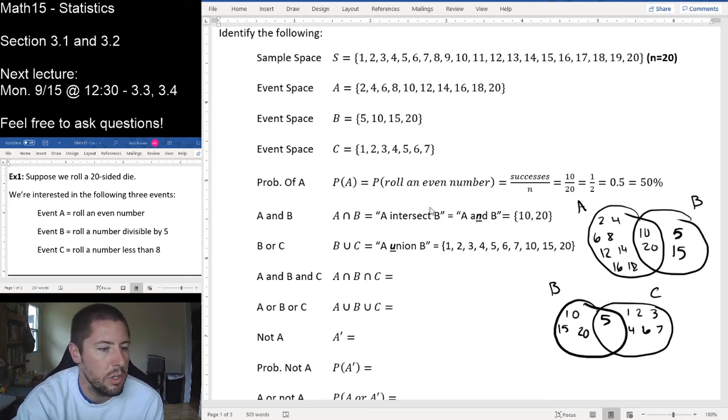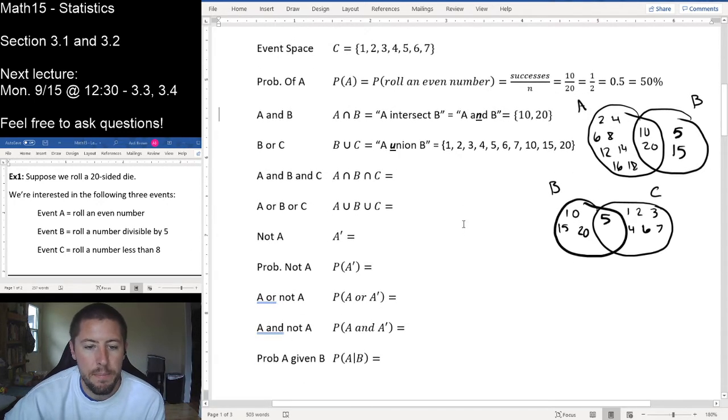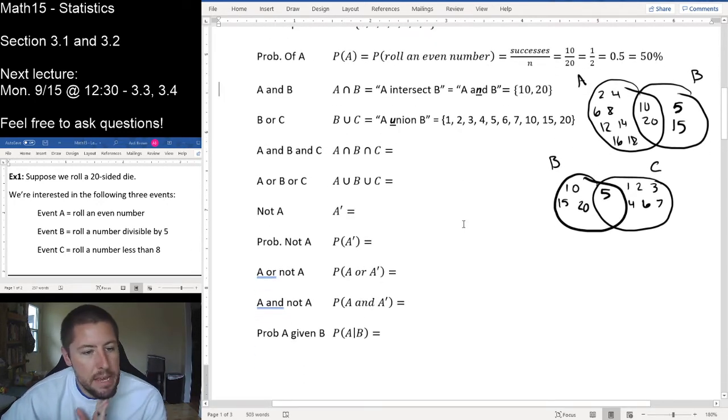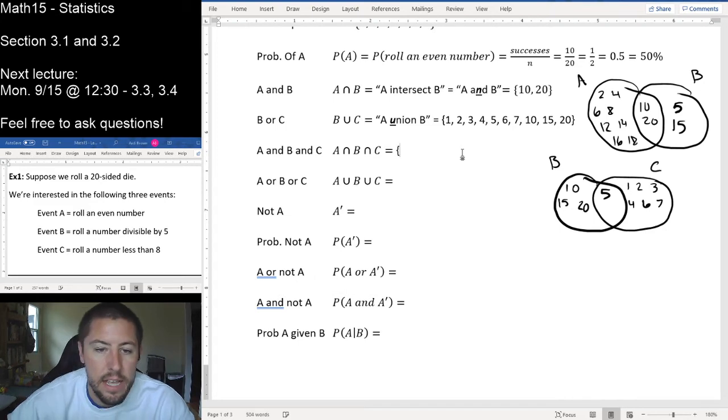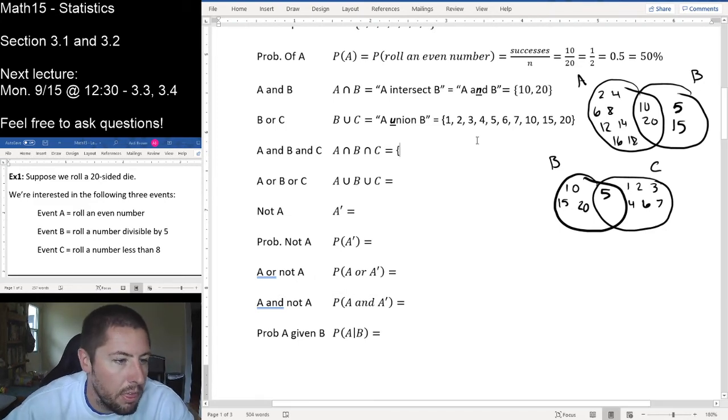So I do think it's really useful to picture pictures that are associated with these. We can draw a diagram to think about any of these and or statements, any of our unions and any of our intersections. So we can keep going here. A and B and C. What is the set of the stuff that is in all three of these? Well, this is asking me the question, what's in all three?